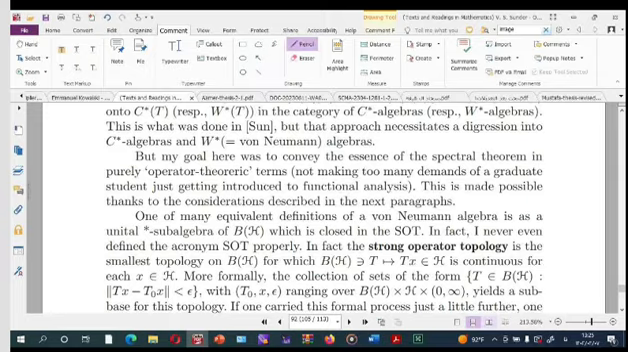and this definition, one of many equivalent definitions of a von Neumann algebra. This von Neumann algebra is a very, very important algebra, as a unital star subalgebra of B of H, which is closed in the SOT. So any unital star subalgebra of B of H. Okay?